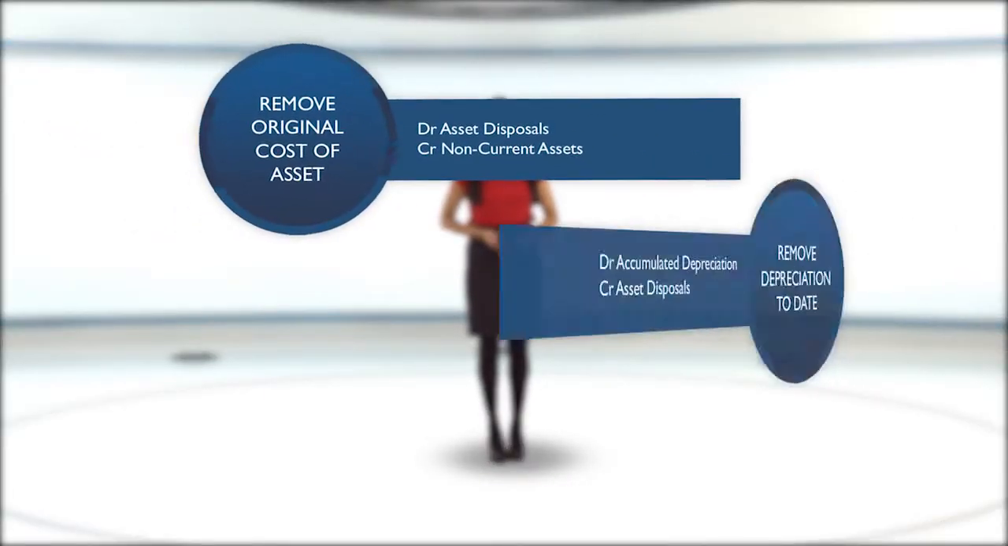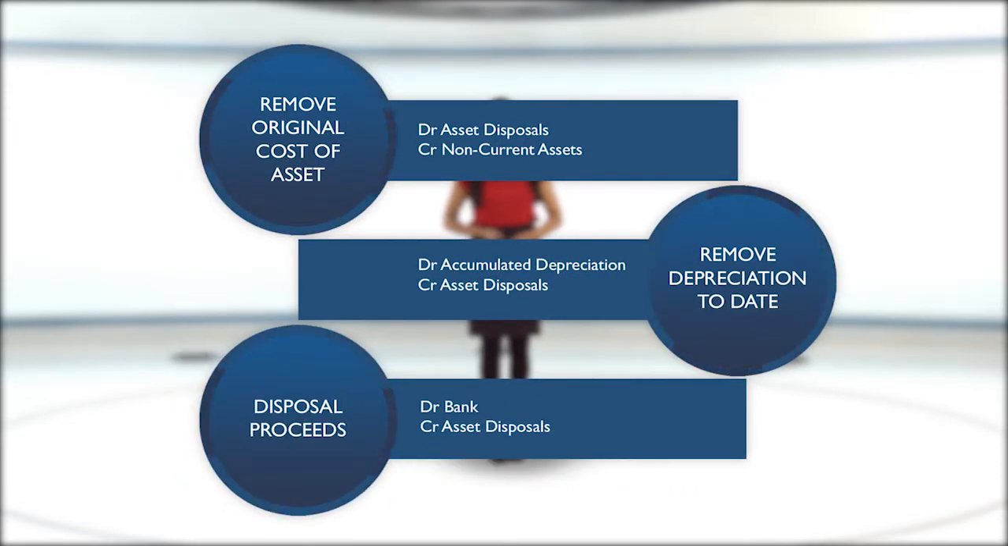The first objective is to write up an asset disposals account. We do this by 3 steps. We remove the original cost of the asset, debit asset disposals, credit non-current assets. Step 2 is to remove the depreciation to date, debit accumulated depreciation, credit asset disposals. And finally, we deal with the disposal proceeds, debit bank and credit asset disposals.